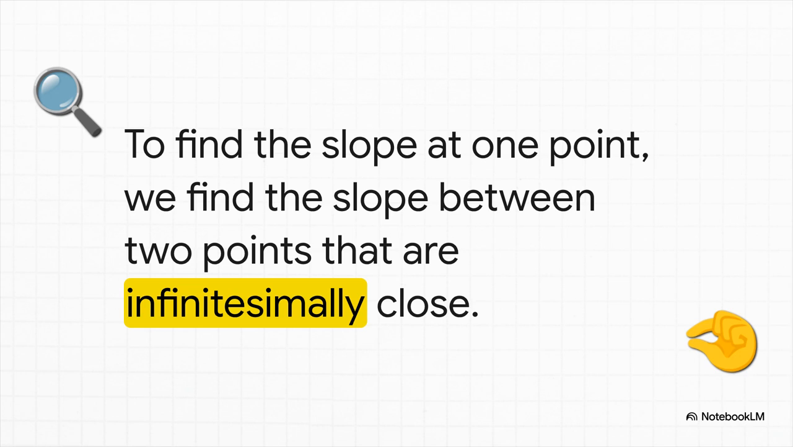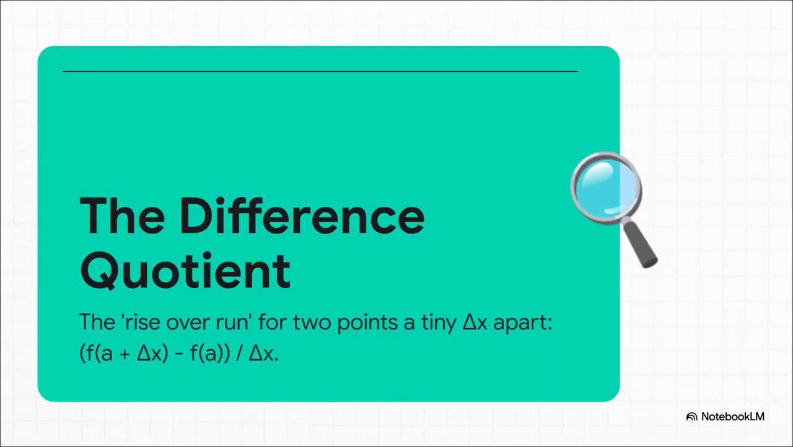Well, here's the brilliant core idea. We're still going to use 2 points, but we're going to imagine them so ridiculously, unbelievably close together that the distance between them is infinitesimally small. We'll give that tiny horizontal distance a name, delta x. And this idea leads us straight to our main tool for this whole adventure, the difference quotient.